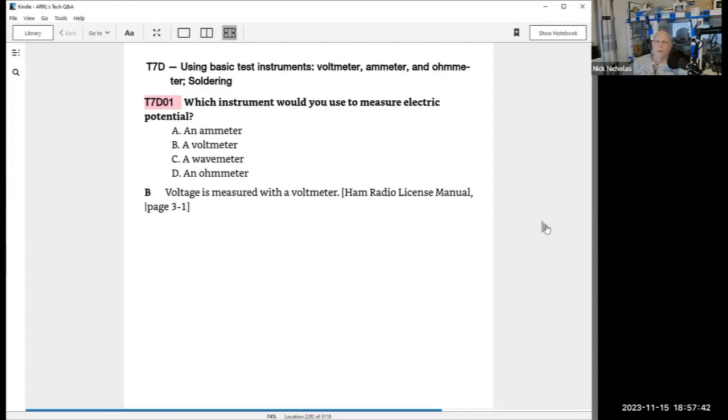Using basic test instruments, voltmeter, ammeter, ohmmeters, and soldering. Which instrument would you use to measure the electric potential? Electric potential, or electromotive force, or electromagnetic potential? All the same thing. We measure it in volts. So we need B, a voltmeter.